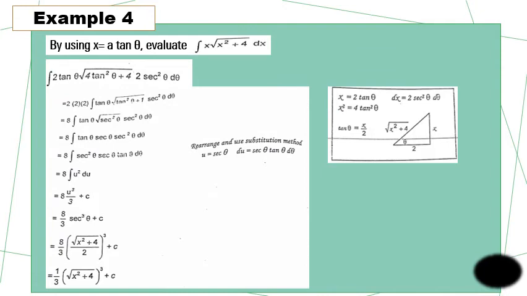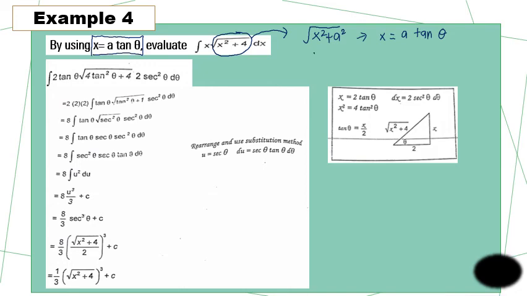Okay, let's look at example 4. By using x equal to a tangent theta, evaluate the integral of x times the square root of x squared plus 4. If we look at this form of integrand, it is in the general form of x squared plus a squared. So we use the substitution x equal to a tangent theta. It's given in this question, x equal to a tangent theta.